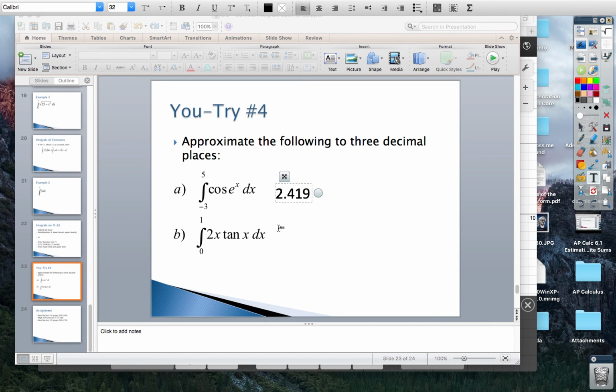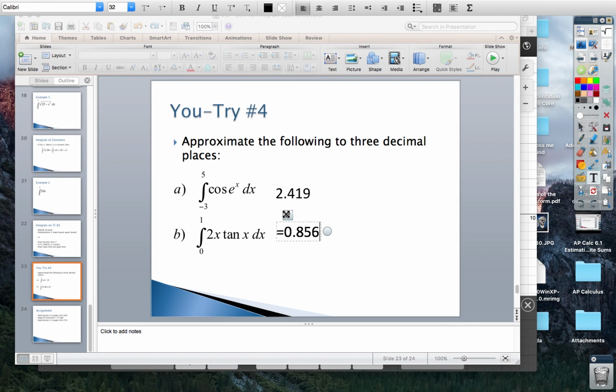We're going to try it again for the bottom one, part B. So here's a little trick. Instead of going through that math button again, you're going to press second enter, and that pulls up the previous equation. And we can just change the limits there. So we're going from 0 to 1 for the function 2x tan x. And then we're going to push enter. And the answer here is going to be 0.856.